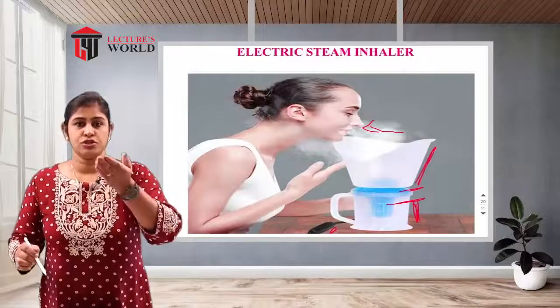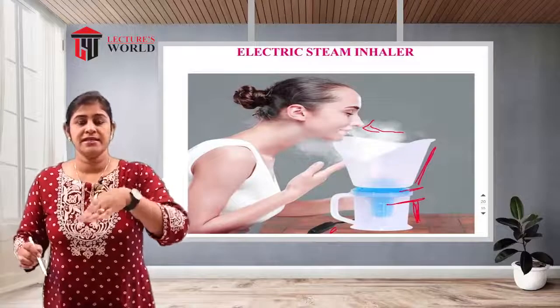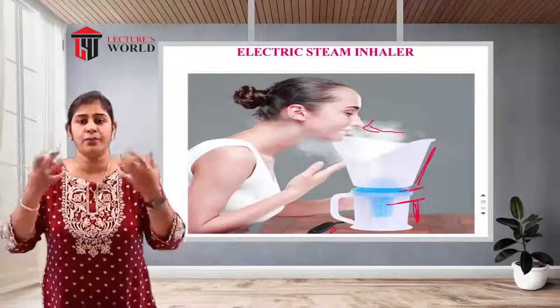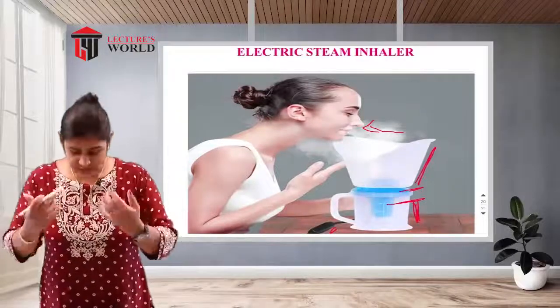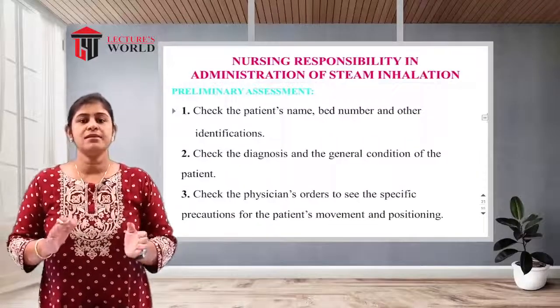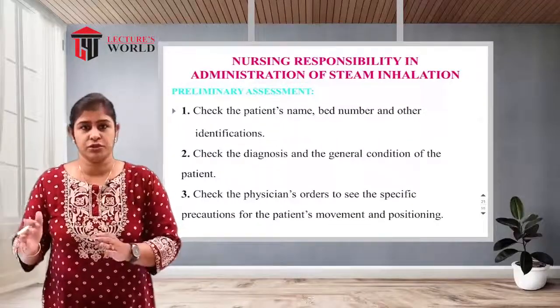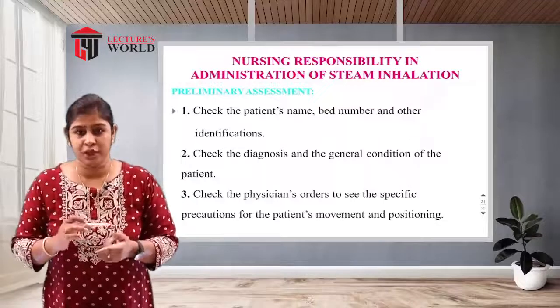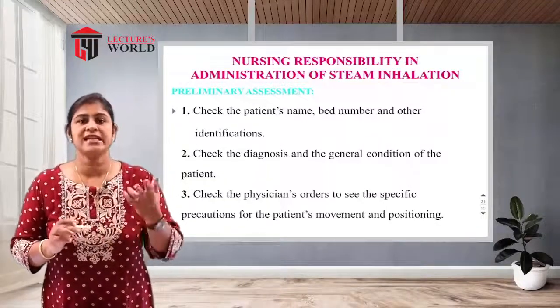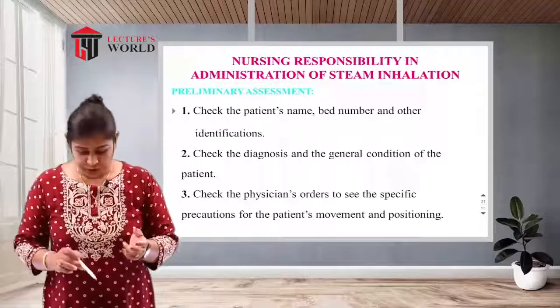So we take inhalation of oxygen and exhalation of carbon dioxide, that is, we are inhaling hot vapor through the nose. These are the various methods of inhalation. The first was the jug method, the second was the steam tent method, and the third was electric steam inhalation.